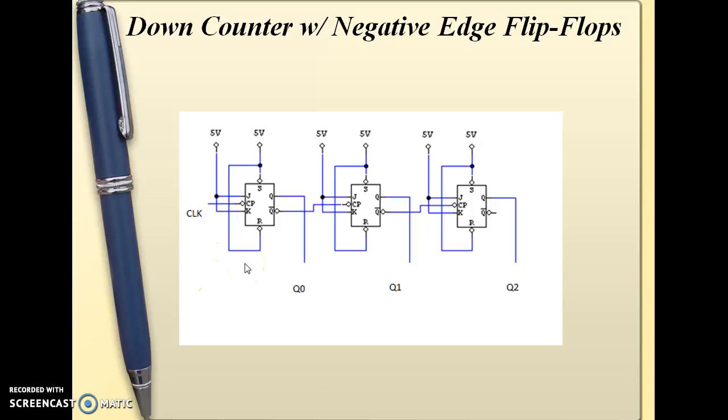Now we can configure the same negative edge triggered flip-flop as a down counter by connecting the Q bar output of the previous stage to the clock input of the next stage, like this. All the flip-flops should be in toggle state. So this will give you a 3-bit down counter which counts from 111 to 000.